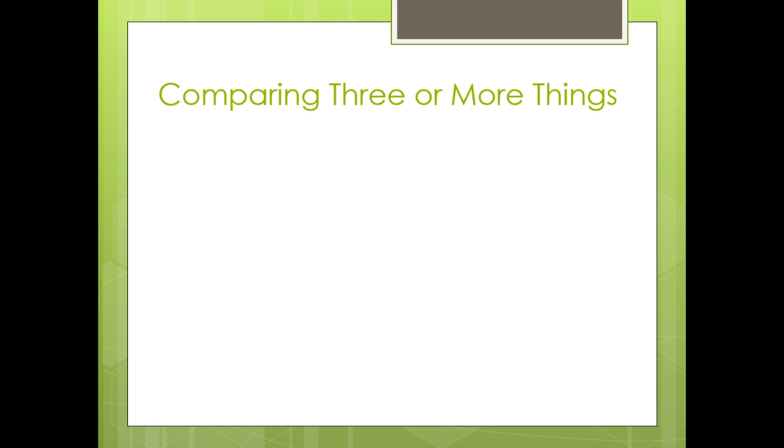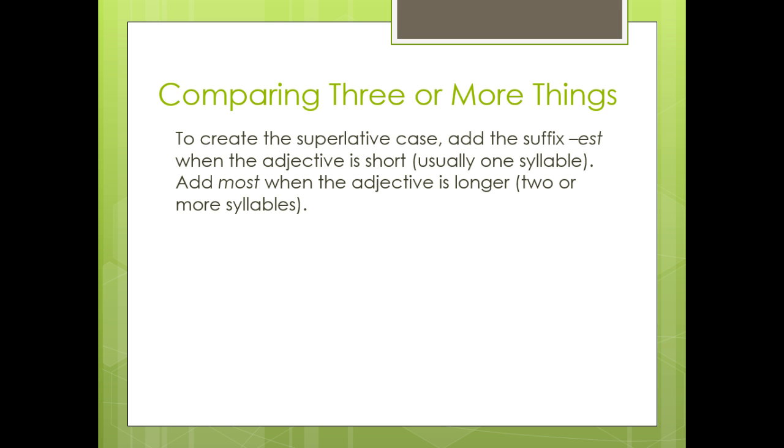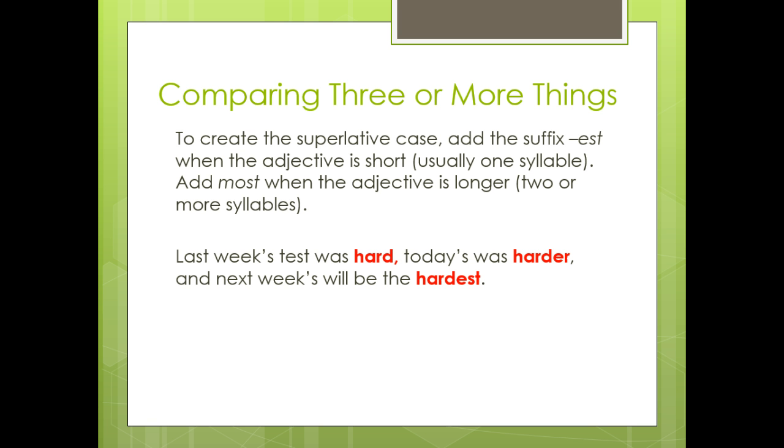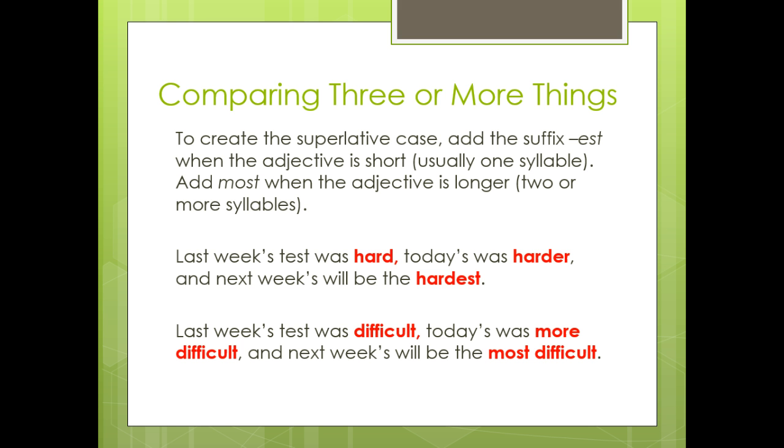Okay, so what to do when you're comparing three or more things? Then we use the superlative case, and that we form by adding the suffix est if it's a short adjective, or adding the word most when the adjective is longer. So here you can see all three. Last week's test was hard, today's was harder, and next week's will be the hardest. Or, if I have a longer adjective, last week's test was difficult, today's was more difficult, and next week's will be the most difficult.